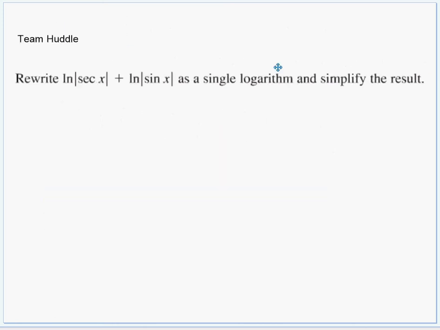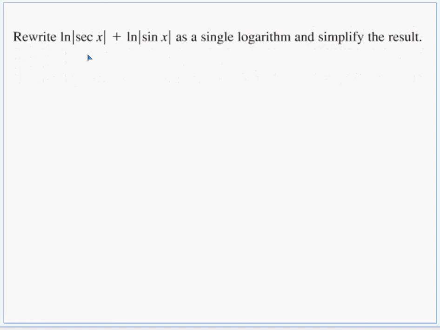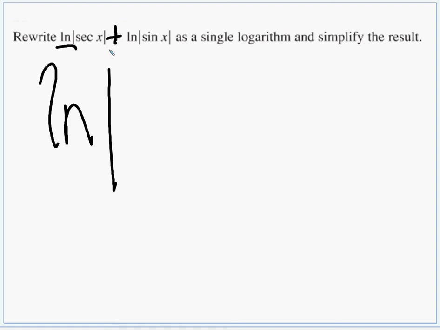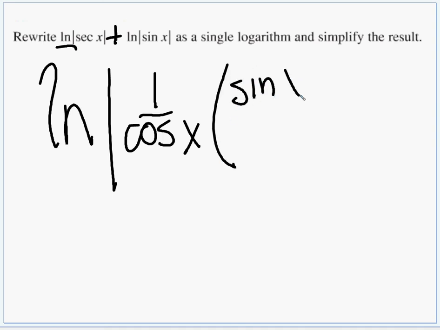Our last huddle problem. Very similar to the last one. Try to simplify that down to a single log in simplified form. Pause the video. So we got the natural log of, again, this is a plus, so we will multiply those together. And I'm going to right now turn that secant into 1 over cos x. And then we're going to leave sine alone, so we're going to multiply that by sine x over 1.